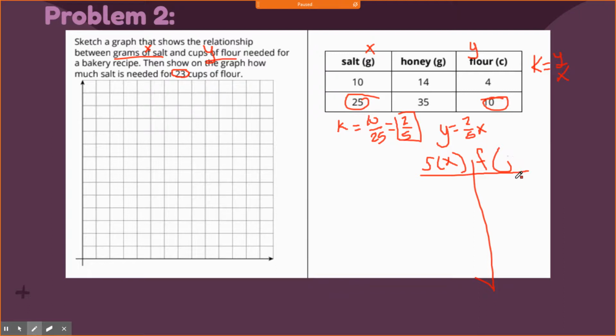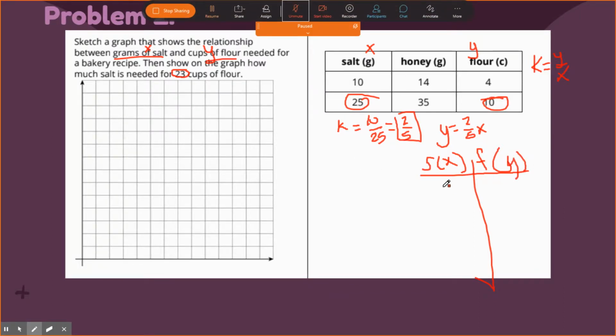And my flour is Y. All right, so now I'm going to make my table. I've got 10, I've got 25, I've got 4, I've got 10, and I need to know 23 cups of flour here, okay? So since 23 is on the Y side, I'm going to plug it in for Y, so that's 23 equals 2 over 5x.